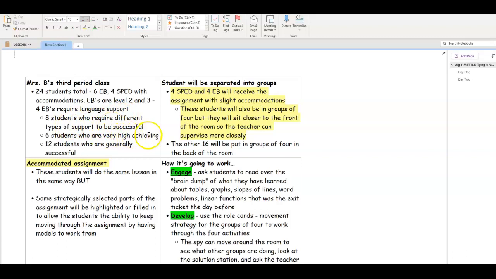6 students can be considered very high achieving, and 12 students who are generally successful, what we would consider our average students. So to support these students, I'm going to have us working in groups of 4. The 8 students who require different types of support will be stationed in groups of 4. They'll be closer to the front of the room, closer to me, and they will receive what I would consider an accommodated lesson.